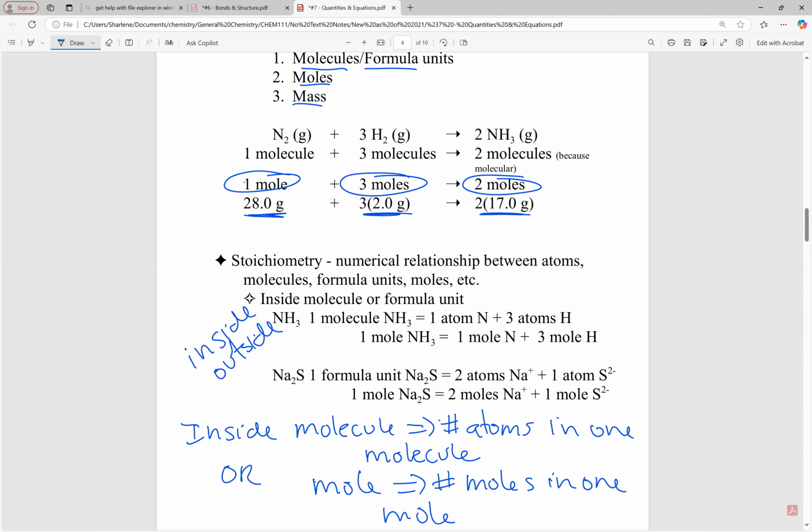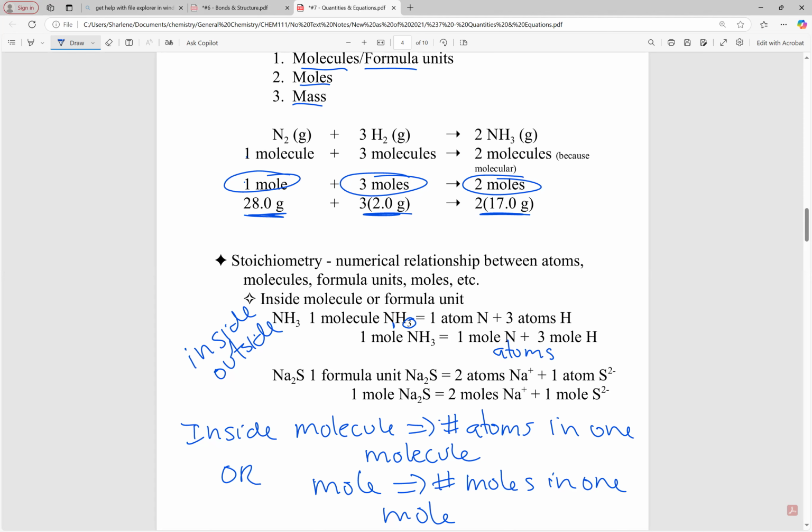So in one molecule of ammonia, okay, the little subscript 3 and the subscript 1. In a molecule, there's 1 atom of nitrogen and there's 3 atoms of hydrogen. But in a mole of ammonia, there's a mole of nitrogen atoms, and there's 3 moles of hydrogen atoms. And it's all about the terminology. The math really isn't changing, but sometimes we can mess ourselves up by using the wrong term.